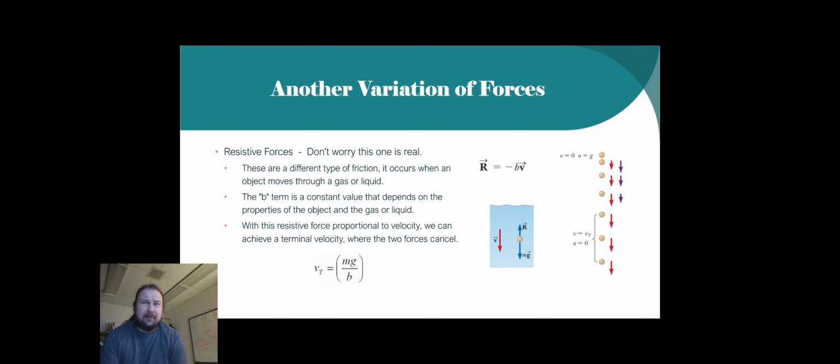You can think of it like friction. It's resistive. It works against the motion, and it occurs when an object moves through a liquid or a gas. So the equation is as follows. You have capital R as resistive, and that is equal to, and because this is in vector form and it works against you like friction, we've added a negative sign.